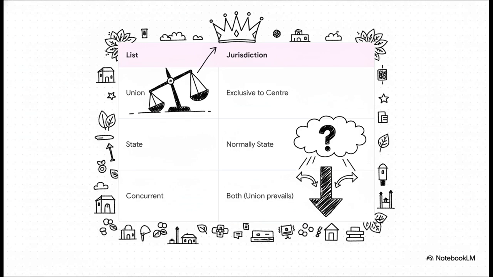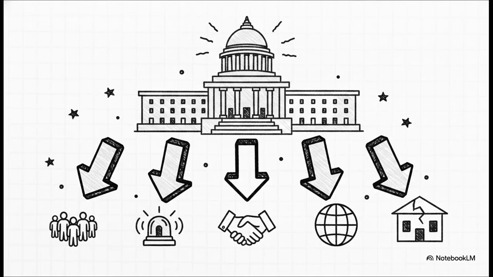But here's the crucial part. If there's a clash, or if a totally new subject pops up out of nowhere, the union law prevails. So right out of the gate, we're seeing a pretty heavy tilt towards the center. But wait, here is the plot twist. Parliament actually has 5 rapid-fire exceptions where they can override the state list entirely.